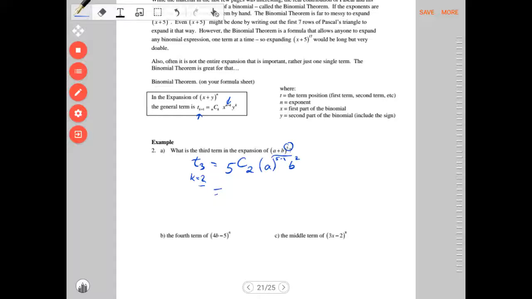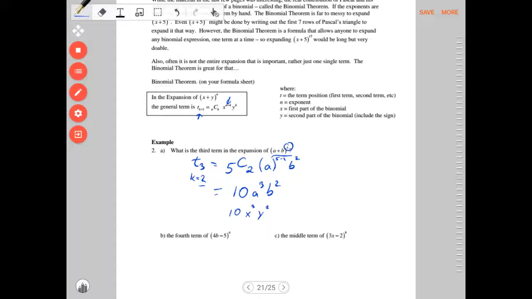So really, we type this into our calculator. 5 choose 2 is 10. A to the 3, B squared. Now look, if these were x's and y's, this would be 10x cubed y squared.